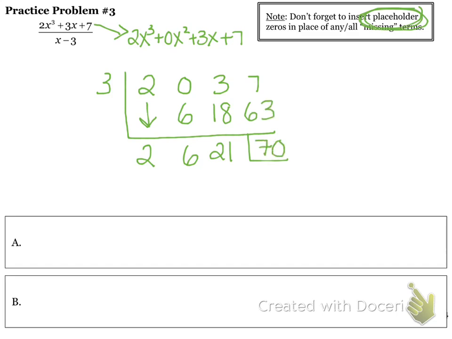Now, we are going to write the solution, but we have to also include the remainder, and this is how it's done. You have your dividend divided by your divisor, which is equal to your solution, or your quotient.